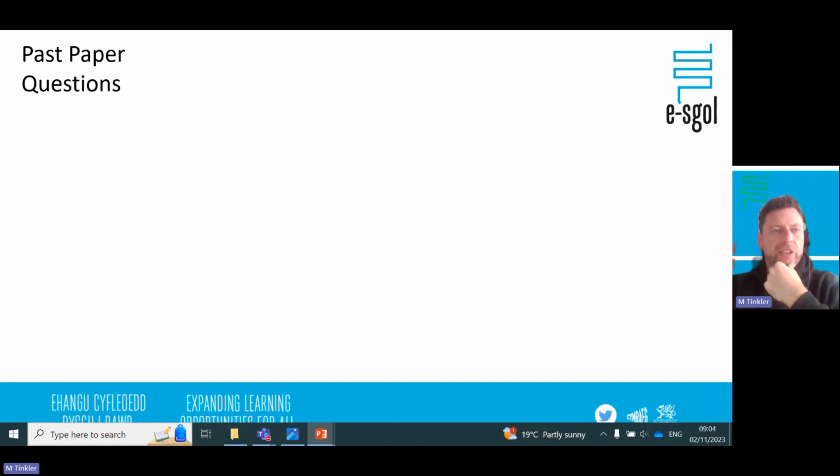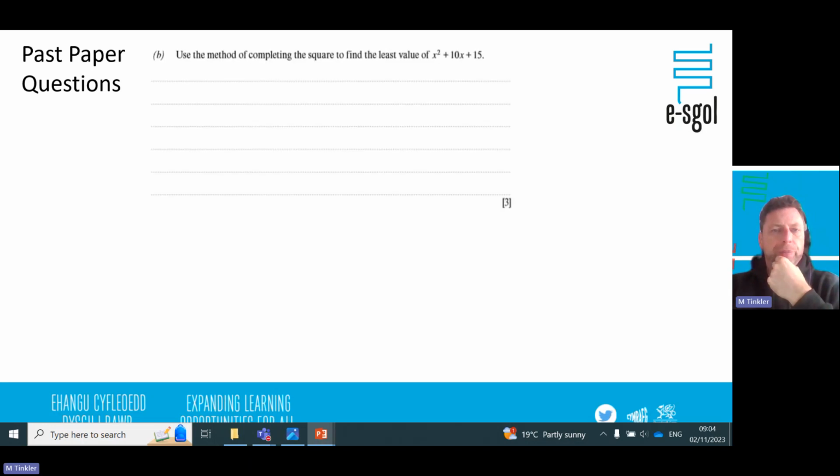So here's some past paper questions. Use the method of completing the square to find the least value. Now, what I think would be worthwhile you doing is just complete the square first of all, and then I'll explain about the least value. It was on slide number 2.